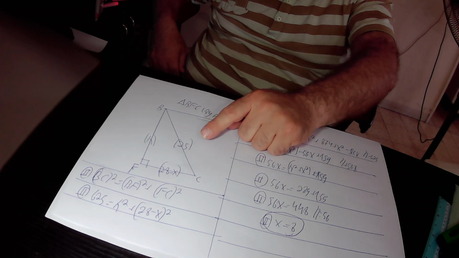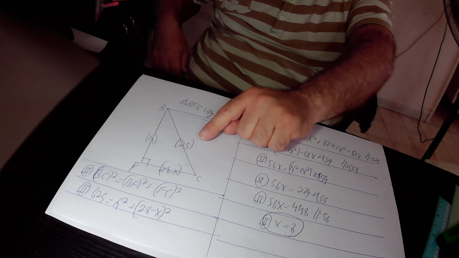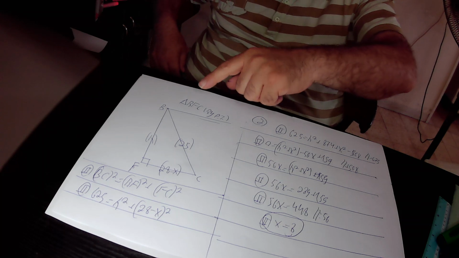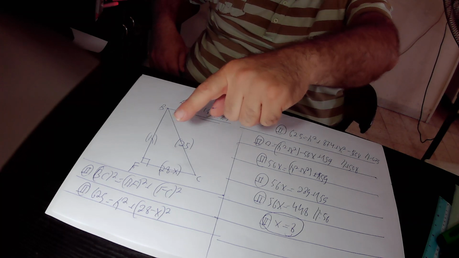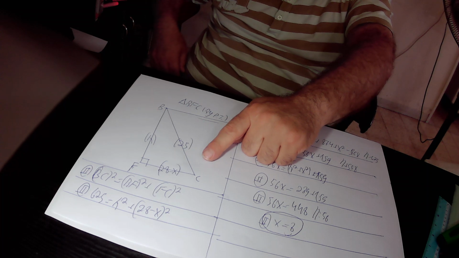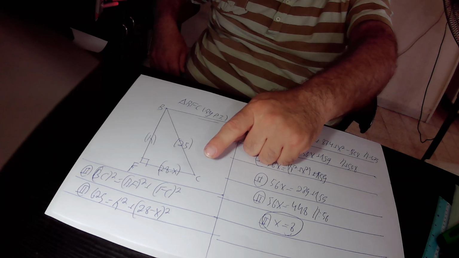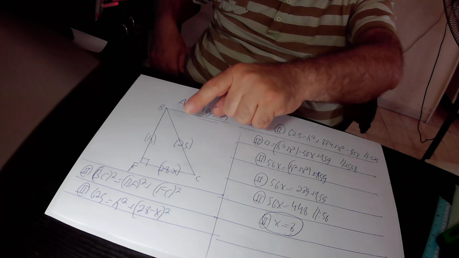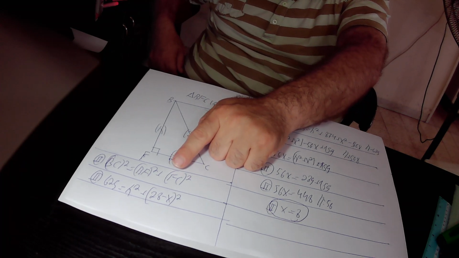BC is 25, therefore BC squared is 25 squared, that is 625, and this is equal to BF squared. BF is H, therefore BF squared is H squared, plus FC squared. FC is 28 minus X, therefore FC squared is (28 minus X) squared. So in total, according to equation 2, 625 equals H squared plus (28 minus X) squared.